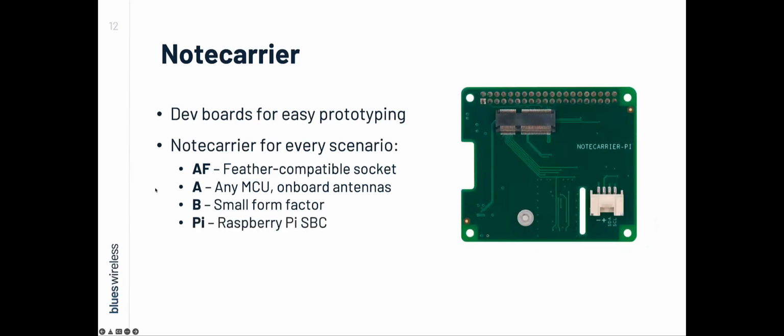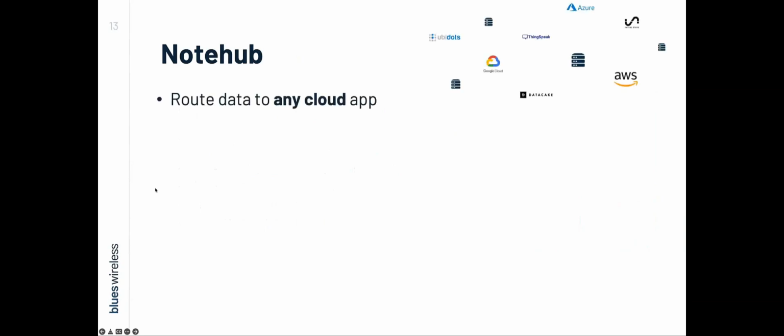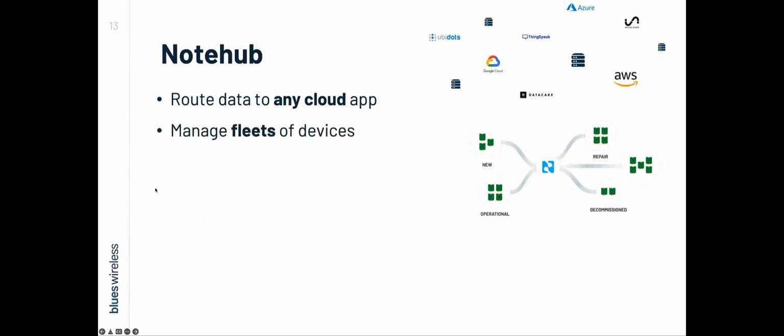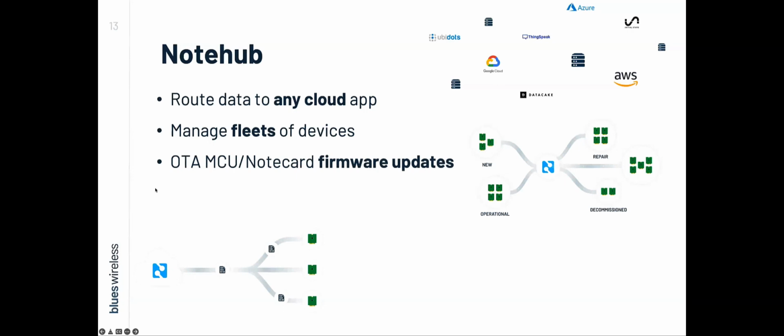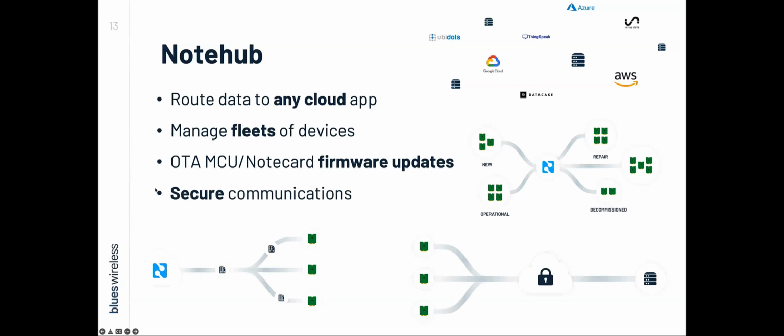And finally, the Notecarrier Pi is a Pi hat for working with really any Raspberry Pi compatible single board computer. And finally, Notehub is the Blues Wireless cloud service that receives data as a proxy from the Notecard, and in turn will securely route it to your cloud app of choice, which today, of course, is Datacake. Also within Notehub, you can manage fleets of devices. You can update both host microcontroller and Notecard firmware over the air. And again, Notehub is about securely transmitting data both from the Notecard and then onto your cloud. And I mean secure as in data is transferred off the public internet via private VPN tunnels and can optionally be encrypted even. There is no certificate management or key rotation required with Notecard or Notehub.